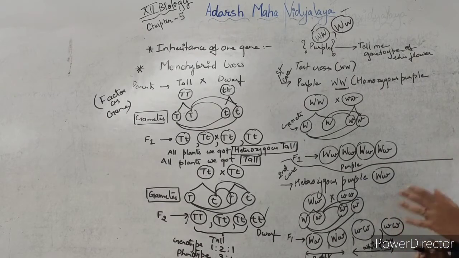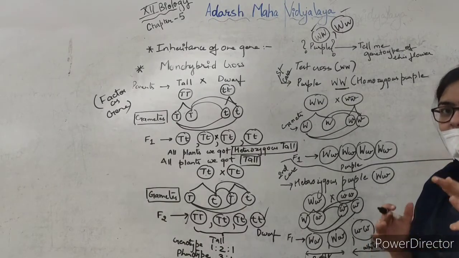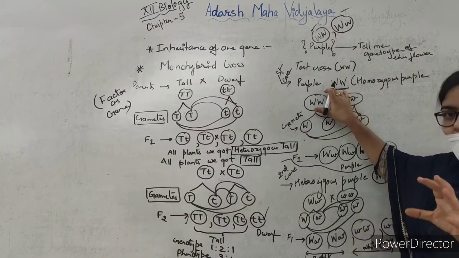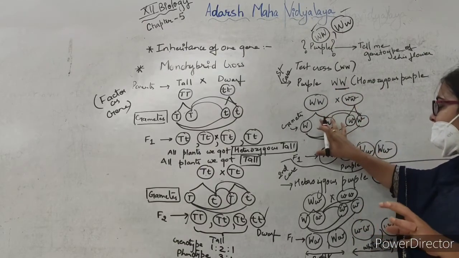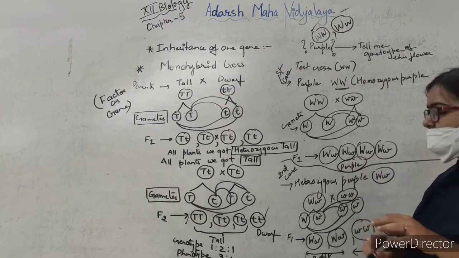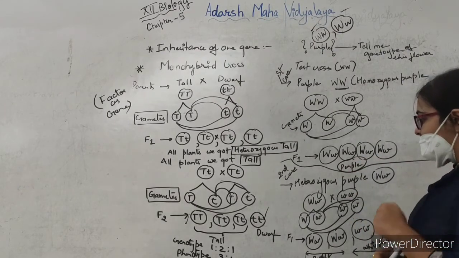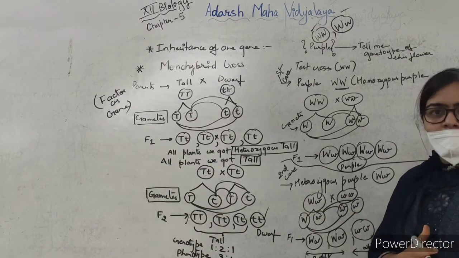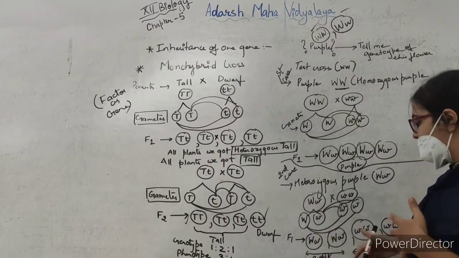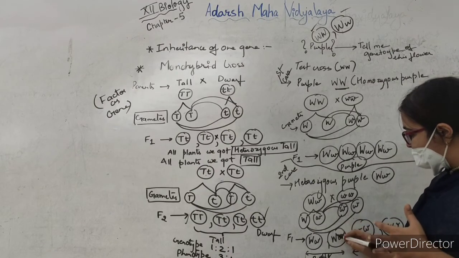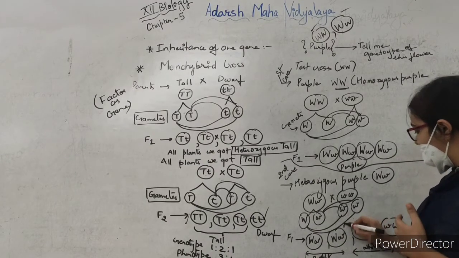So you can say that when the parent is homozygous for a particular character, then you will get all the flowers purple in the first generation. Okay, and when the unknown flower is heterozygous, you will get 50% of them as purple and 50% of the plants having white flowers. Okay, so here it will be 50% and 50%.